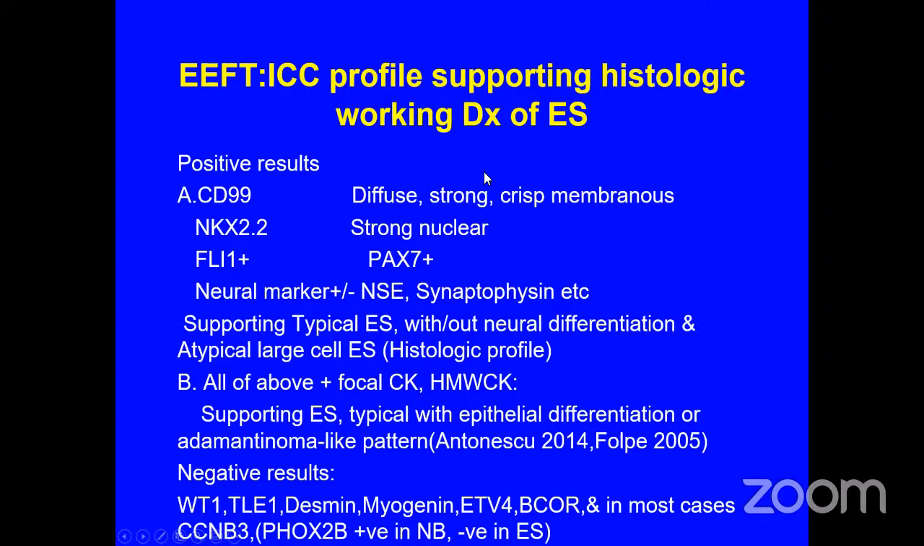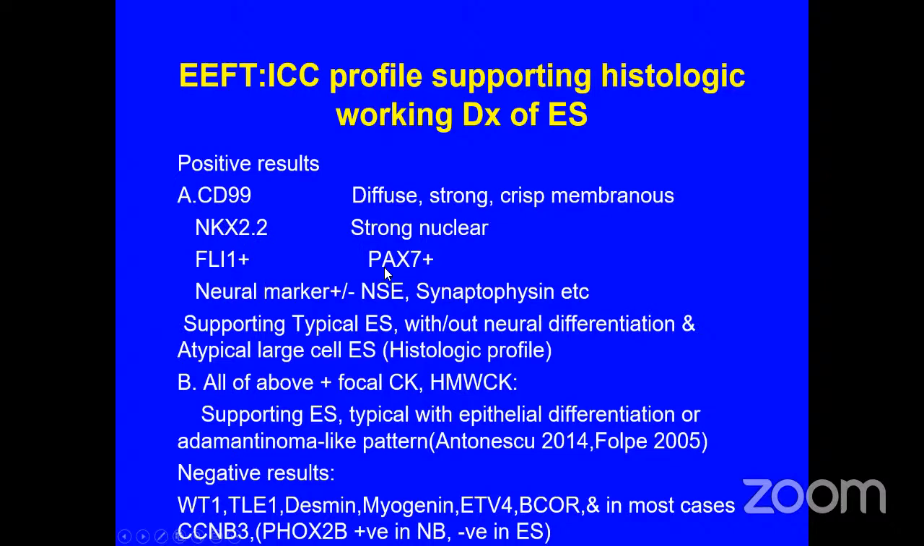In Ewing sarcoma, this type of staining can be seen in non-ES tumors, but it can also be cytoplasmic and focal and weak staining in other tumors. In Ewing sarcoma, it's always diffuse, strong, crisp membranous staining. The next marker is NKX2.2.